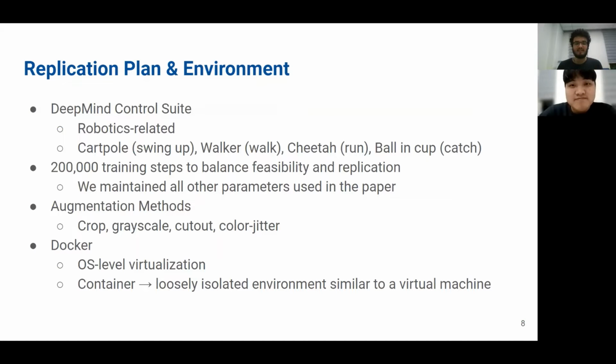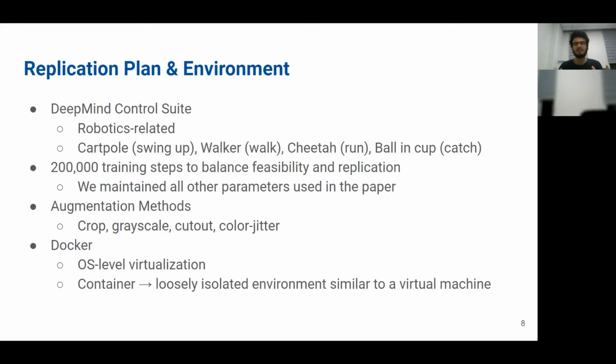So the way that we replicated this paper is that we focused on the DeepMind Control Suite, which are environments that are more robotics related. And we actually replicated results in 4 environments: Cartpole, Walker, Cheetah, and Ball in Cup. We trained the agents for 200,000 training steps to try to balance feasibility and how many results you would get. We focused on 4 augmentation methods: crop, grayscale, cutout, and color jitter.